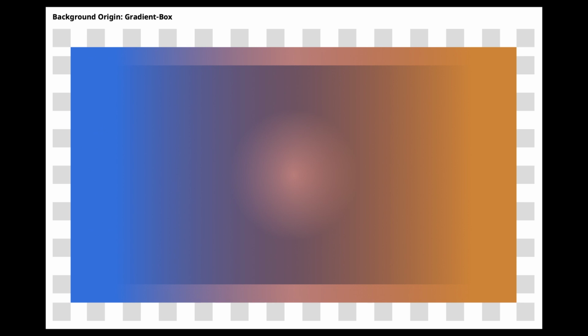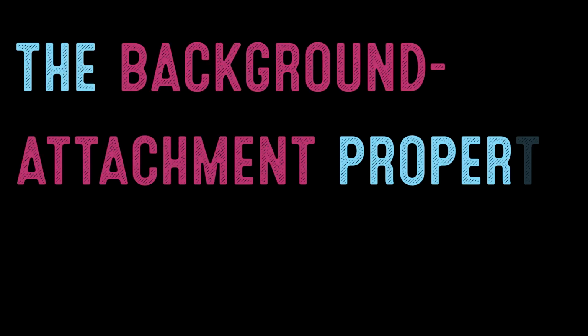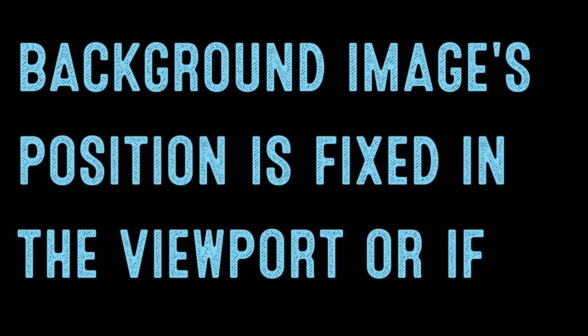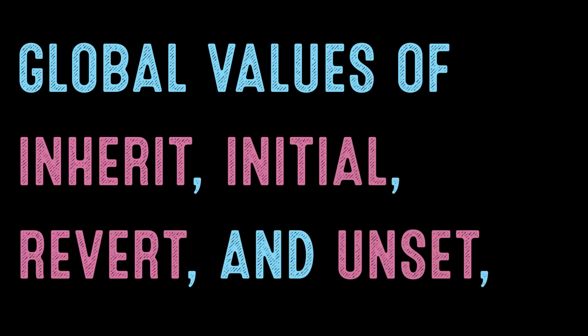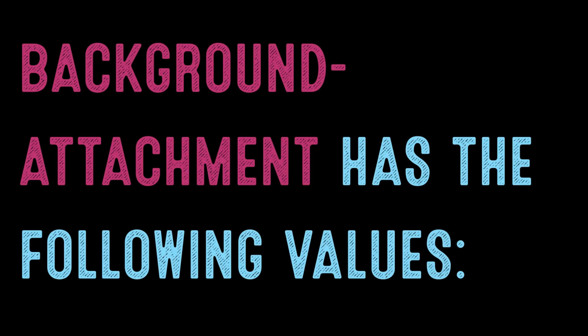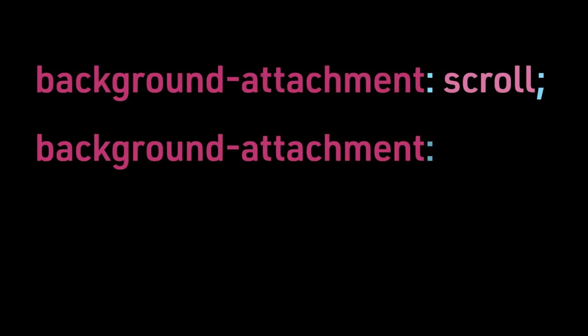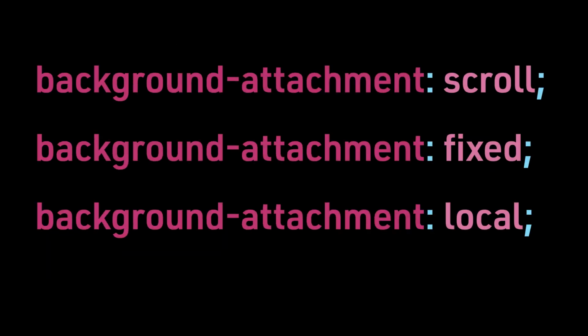Next, we will discuss background attachment. The background attachment property determines if a background image's position is fixed in the viewport or if it scrolls within its container. In addition to the global values of inherit, initial, revert, and unset, background attachment has the following values: background-attachment: scroll, background-attachment: fixed, and background-attachment: local.